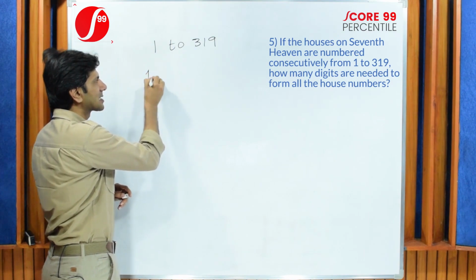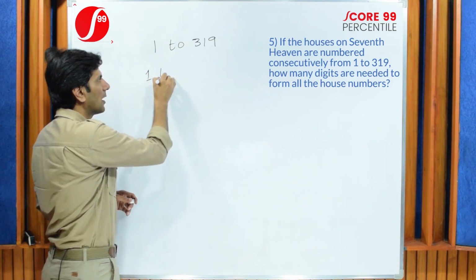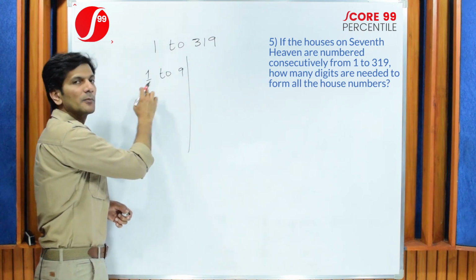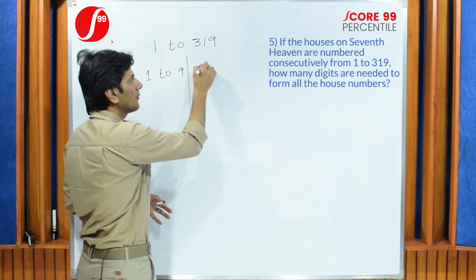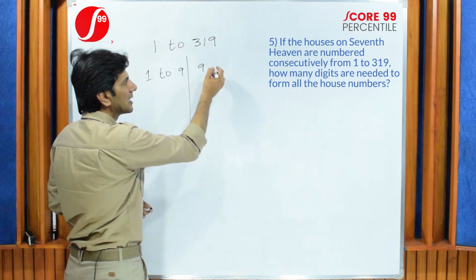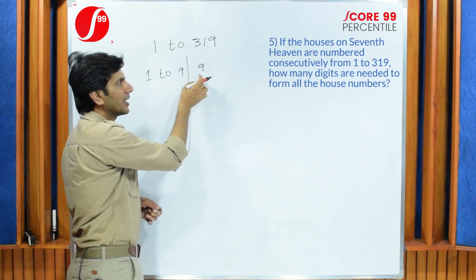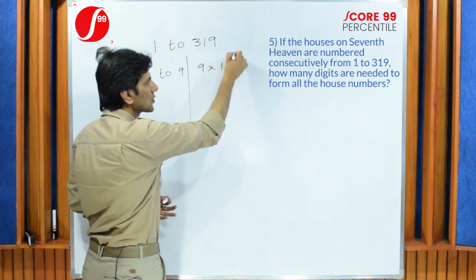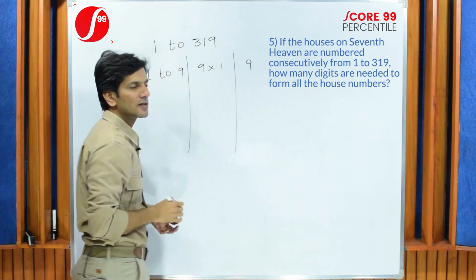You're starting with single digit house numbers. So you have house numbers from 1 to 9, which are the single digit house numbers. And how many such numbers do we have from 1 to 9? You have 9 such numbers. Each house number is using exactly 1 digit. So 9 houses are using a total of 9 digits.